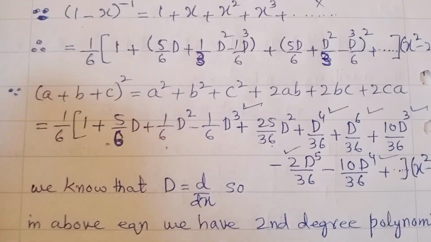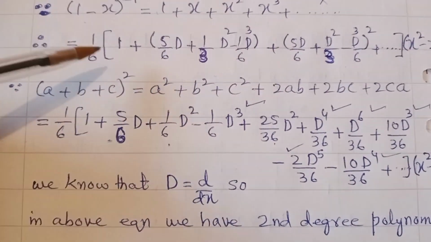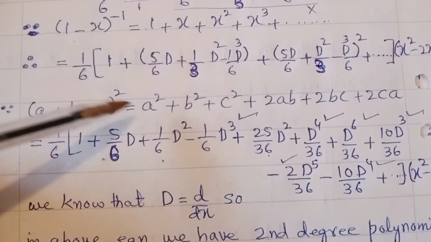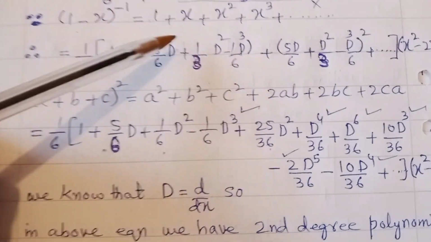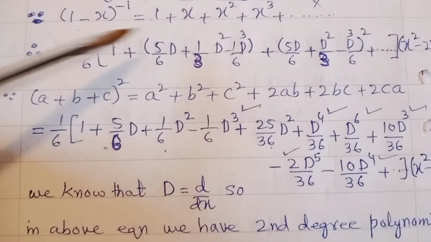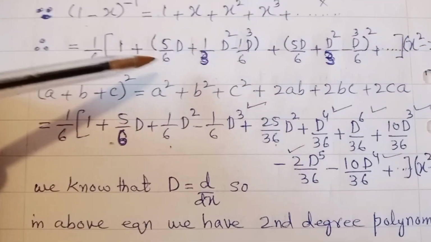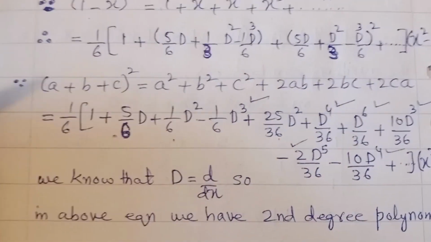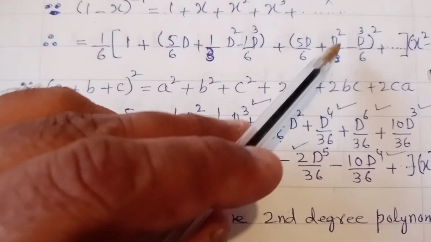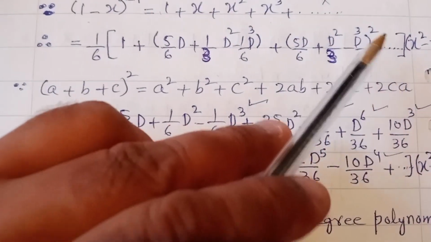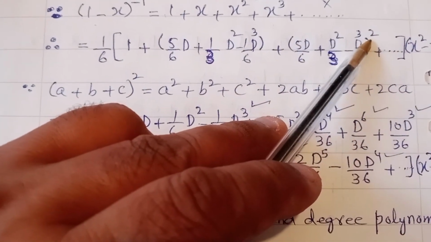So here, the first term will remain the same, and the second term here is 1 2 3. There are three terms in the bracket. In case of a linear power, we just open the bracket, so this will remain the same. But here we have three terms in the bracket, and our power is 2.